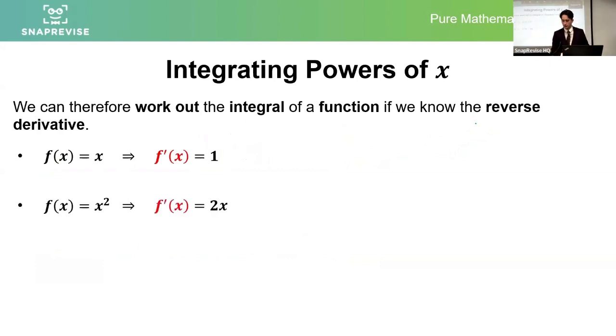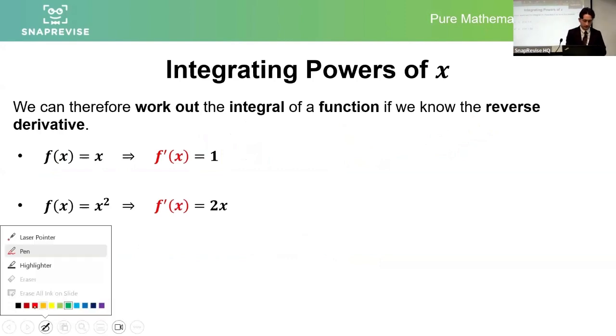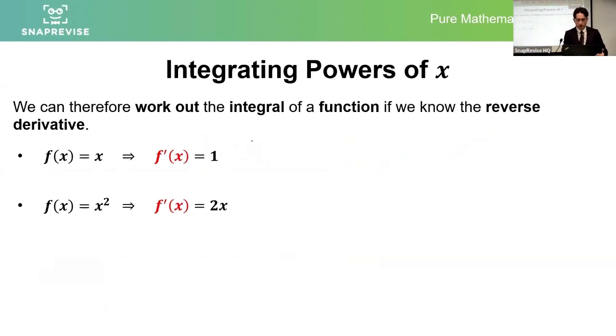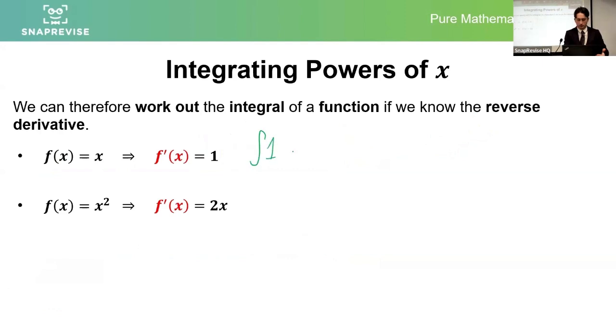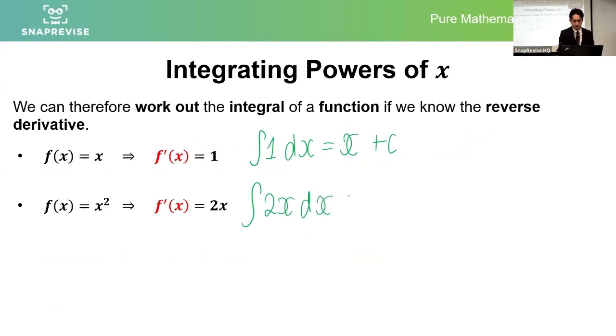If we've got each of the following. Now, if I have f of x differentiated is 1, then I should know that the integral, I'm going to use green for integral, color code it. Integral of 1 with respect to x is x plus c. So it undoes that process. Likewise, if I integrated 2x with respect to x, I would get x squared plus c.